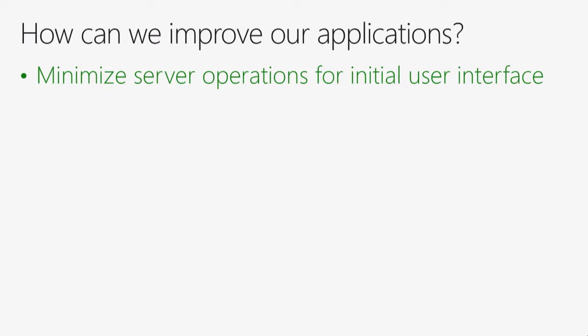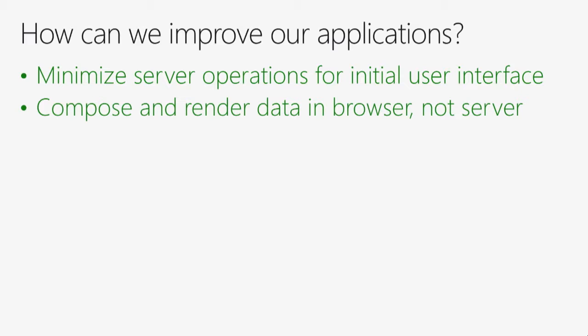So how can we improve our applications? What are some concrete things that we can consider to improve our web forms applications? Well, we can start by minimizing server operations for an initial user interface. This means that we're not doing so much work to calculate and grab data or check security. If we can minimize those interactions and deliver an initial set of HTML, JavaScript, and CSS, we'll end up with a faster experience and be able to scale our server more as well.